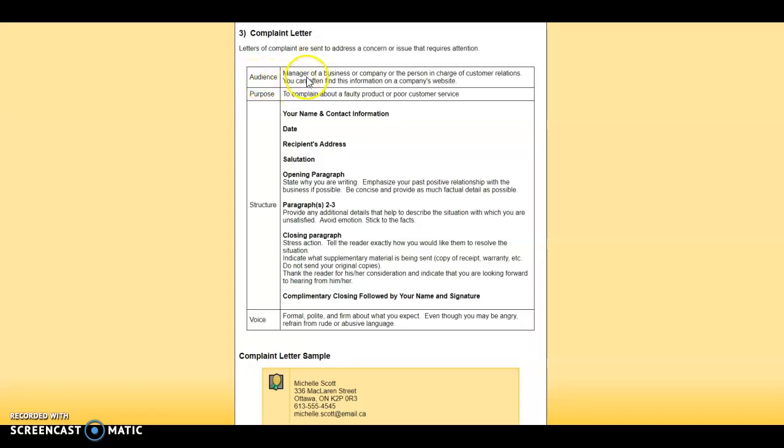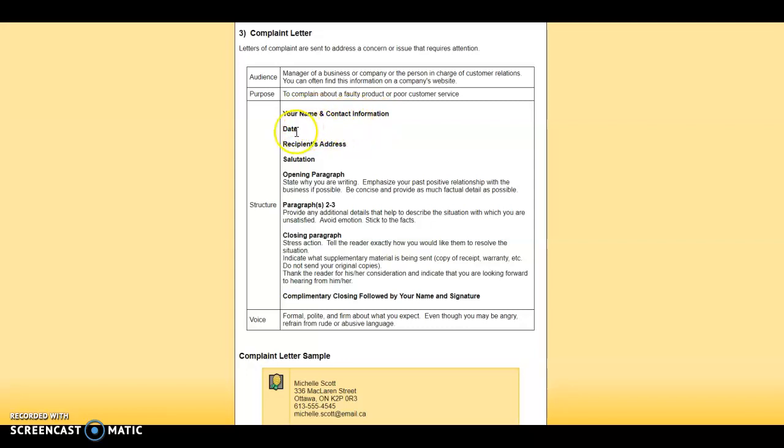But your audience would be a manager of a business or a company or the person in charge of customer relations. You can often find this information on a company's website, right? So again, you're usually writing this to a company complaining about something. Your purpose, of course, is to complain about a faulty product or about poor customer service. The structure, again, is going to be very similar to the other 2 types of letters.